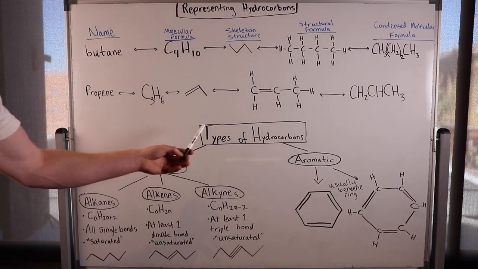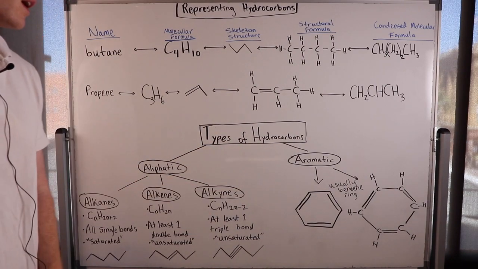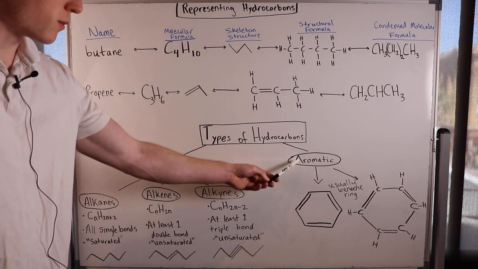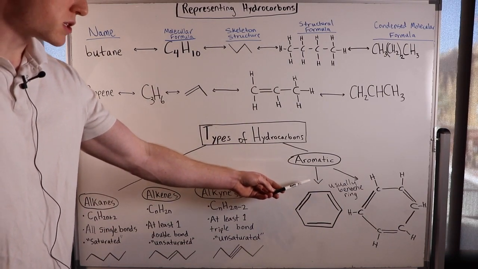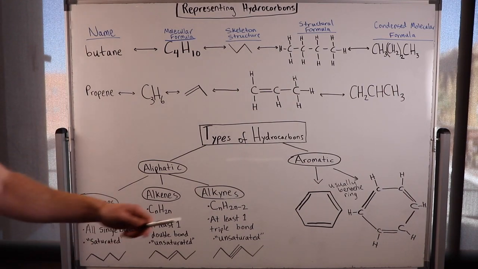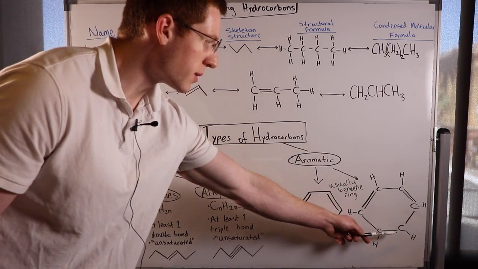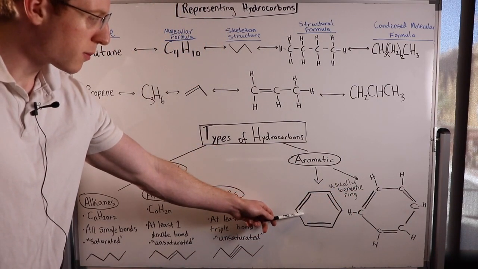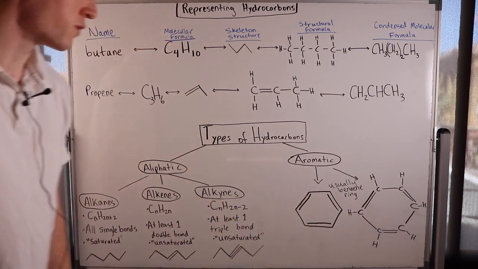And the other main division of hydrocarbons are aromatic hydrocarbons. These aren't quite as important in general chemistry, but what you should know is that the most common form of an aromatic hydrocarbon is a benzene ring. Aromatic is kind of a word for ring, and you can see here that we just have a ring of carbons and hydrogens. This is the skeleton structure of benzene, and this is the structural formula.